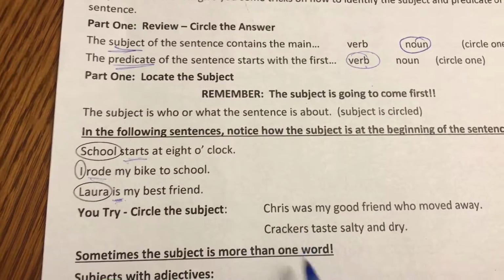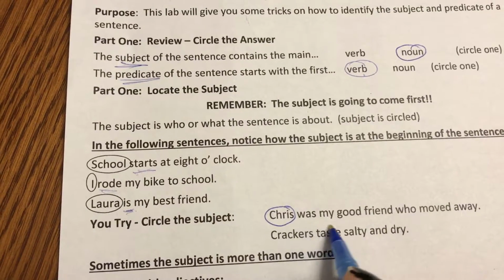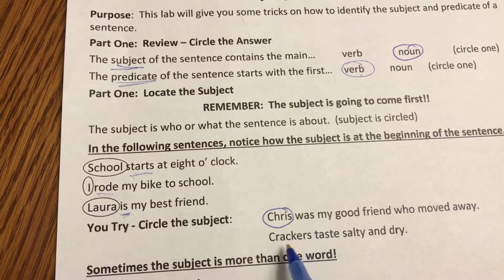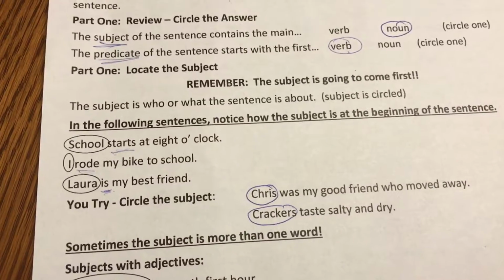So on the you try, you should have Chris circled, and the predicate would be was my good friend. Was is the first verb. Crackers, taste is the first verb.